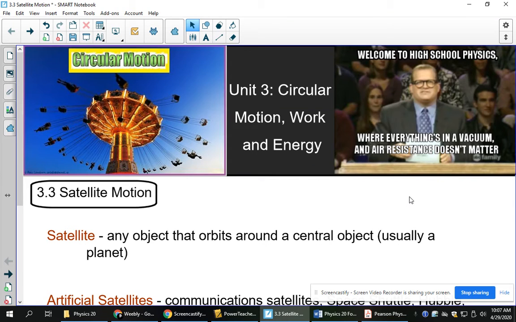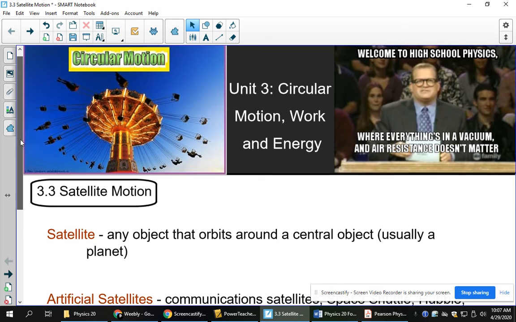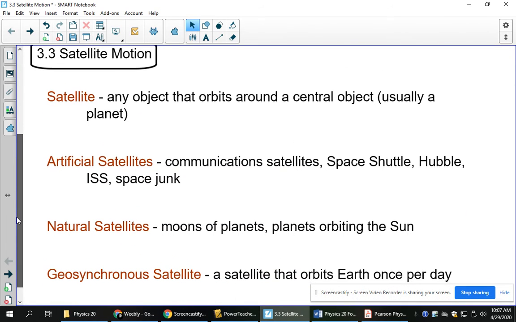Hi, next lesson we have is 3.3 on satellite motion. Starting off with a few definitions here. So a satellite is any object that orbits around a central object, which usually is a planet or a star.